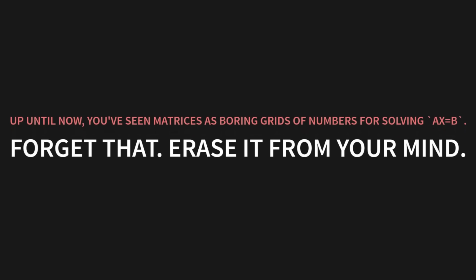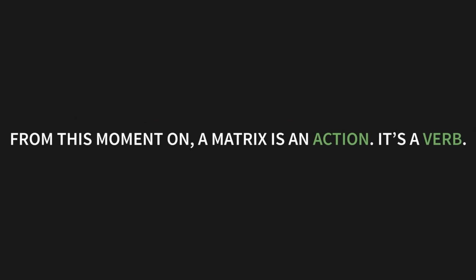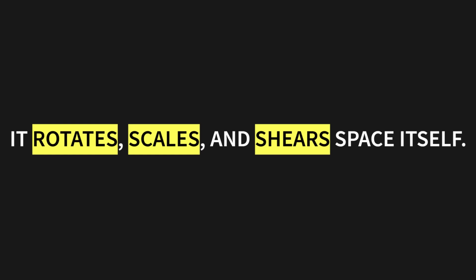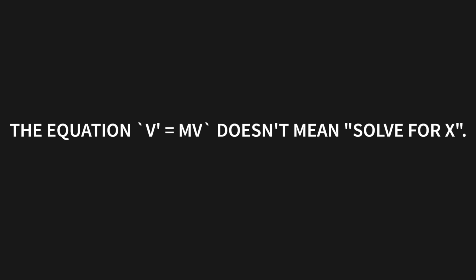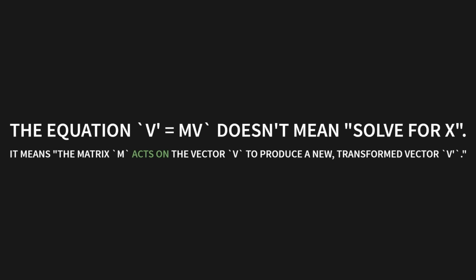And here is the single biggest mindset shift in all of linear algebra. Up until now, you've probably seen matrices as boring grids of numbers, something you use for solving Ax equals b. Forget that. Erase it from your mind. From this moment on, a matrix is an action. It's a verb. It rotates, scales, and shears space itself. The equation v prime equals Mv doesn't mean solve for x. It means the matrix M acts on the vector v to produce a new transformed vector v prime.